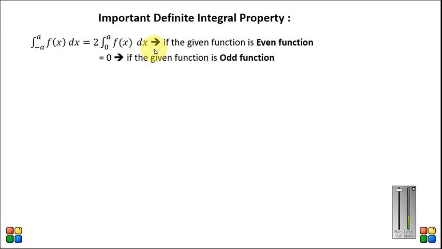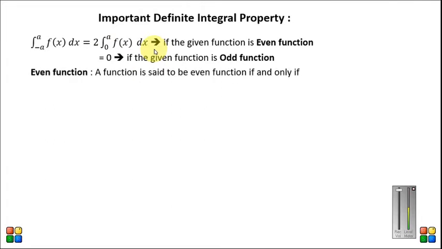and this integral will be 0 if the given function is an odd function. Now you might be thinking how to identify whether the given function is even or odd. It is very simple. What is an even function? A function is said to be even if and only if f(-x) is equal to f(x). What does it mean? We are given a function, and after changing the variable to minus and solving, we get the same function; then that function is said to be even.